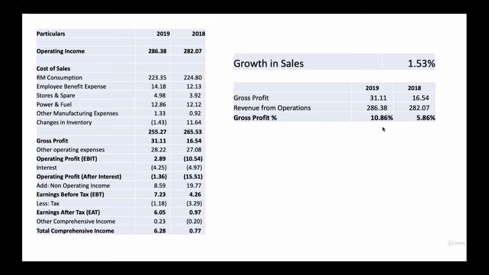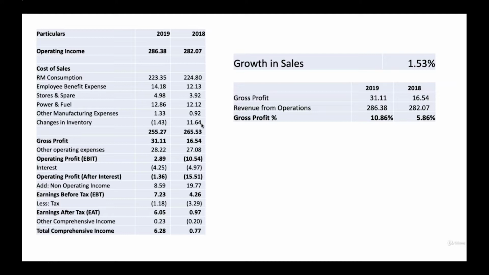Because in the previous year, that is 2018, what was their total cost? It is 265, whereas their revenue is 282, right? And so they had a profit of only 16.54 crore, whereas in 2019 it jumped to 31.11. See, actually it's a multifold effect. If you look at the changes in inventory, it has answers for all, because for all other items there are only marginal variations. But look at this. This is 11.64, whereas this is minus 1.53. So the difference is 11.64 plus 1.43, say about 13 crore difference, and that obviously has caused this.